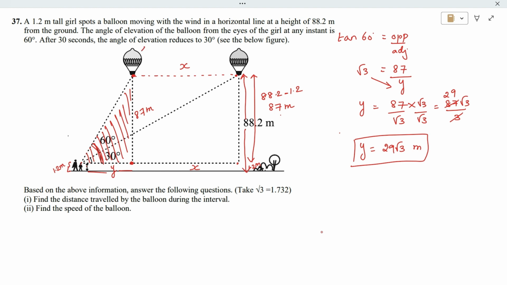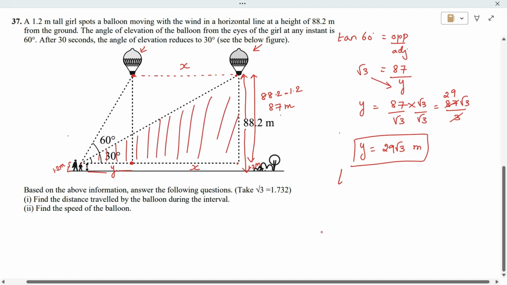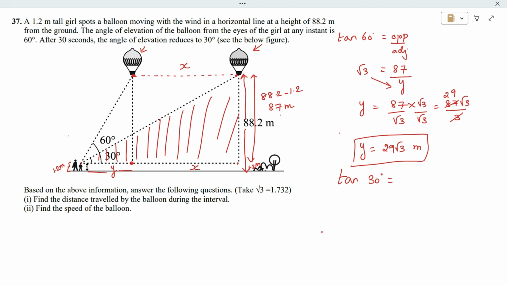But I need to find the distance x, where the starting position of the balloon is here and it has traveled to here. So that distance I have to calculate. So now I have to consider the other triangle. I'm considering this bigger triangle where tan 30 is equal to, again opposite by adjacent, that is 87 divided by the overall distance from the girl to the final point of the balloon, horizontal distance, isn't it? That is y plus x. So tan 30 is 1 by root 3, equal to 87 by 29 root 3 plus x. I don't know the distance, so I'm just keeping it as x.